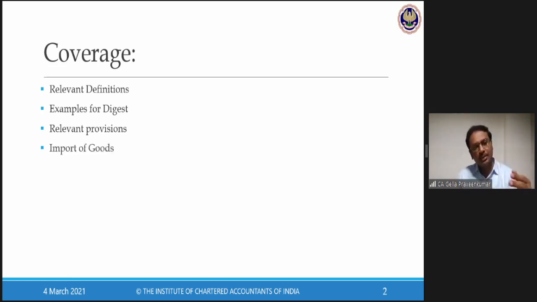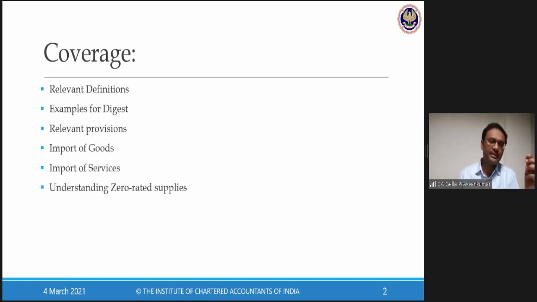Now, in the process of our discussion, we will see what is import of goods, what is import of services, understanding our zero rated supplies. Finally, we will see a couple of examples to test our knowledge on these discussions.